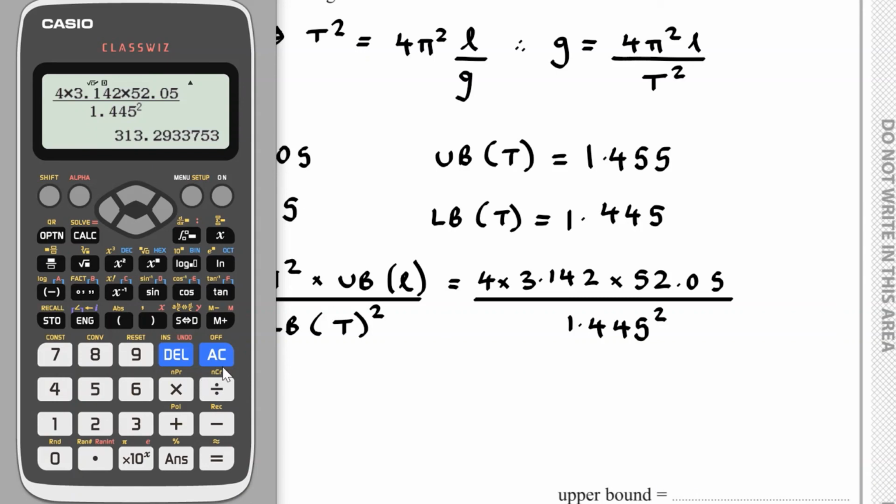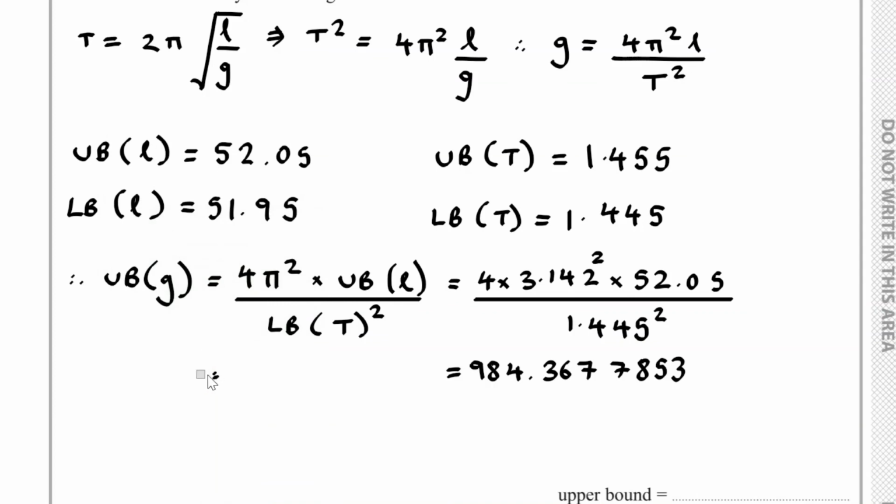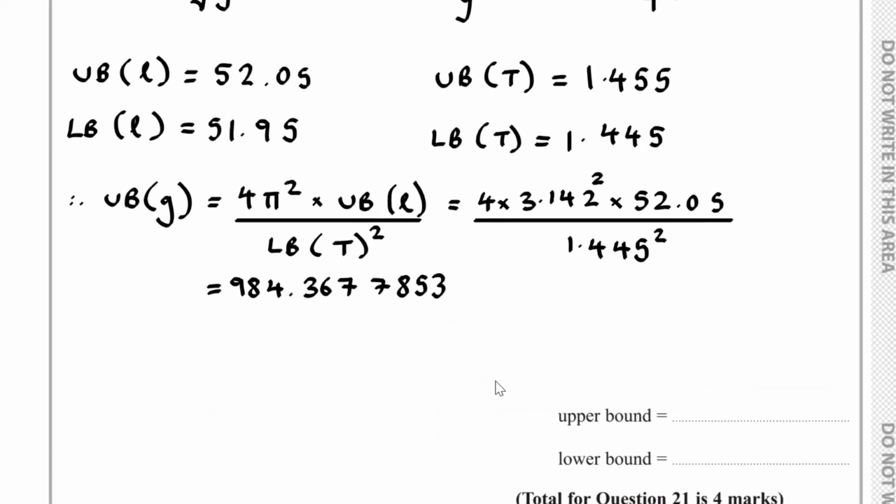So let's just double check this. Got squared over here. So it turns out we get 984.3677853. So that is the upper bound of G.